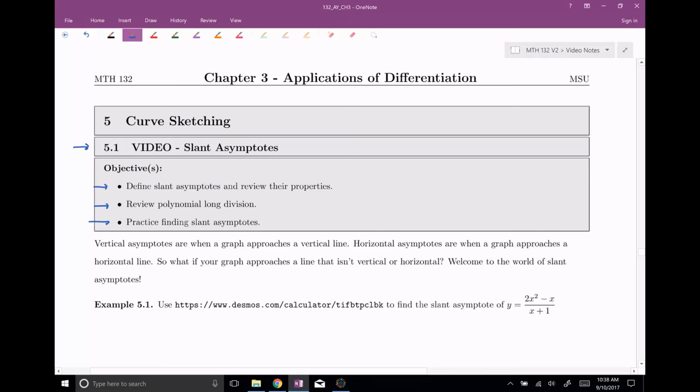Okay, so first of all, what is a slant asymptote? Well, vertical asymptotes are when a graph approaches a vertical line. Horizontal asymptotes are when a graph approaches a horizontal line. So what if your graph approaches a line that isn't vertical or horizontal? And this is the world of slant asymptotes.